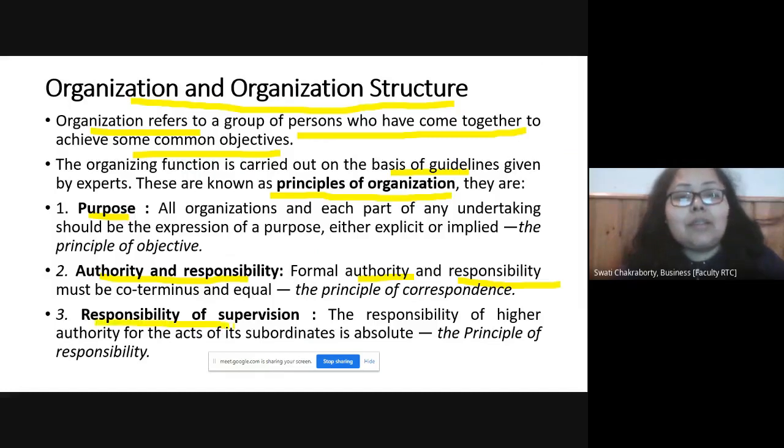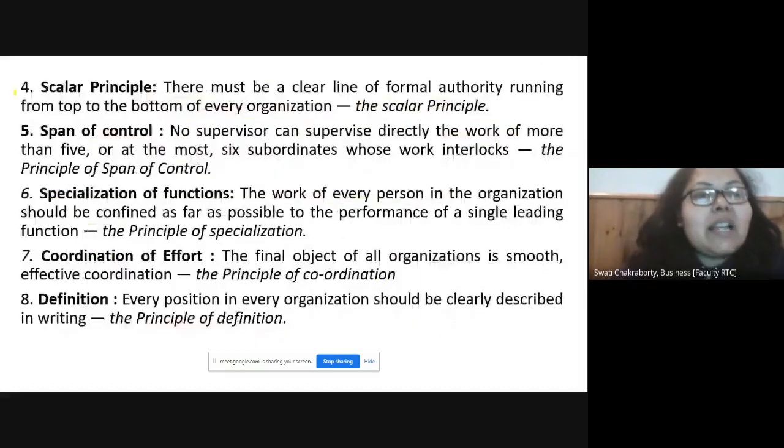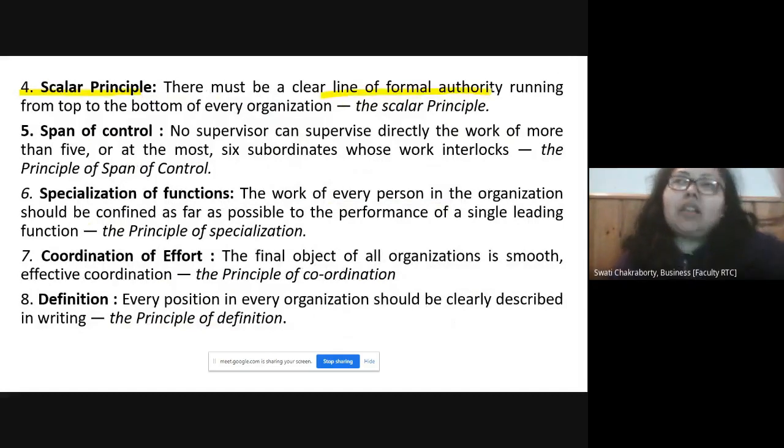Third is responsibility and supervision. So the responsibility of the higher authority, and responsibility of supervision, where we talk of who is your boss and whom you are monitoring, who's below you. The fourth is the scalar principle, where we talk of a clear line of formal authority. It starts right from the top till the bottom: top management, middle level management, low level management, and the common employees. Next is the span of control. Span of control is the extent of control over your subordinates who are working below you.